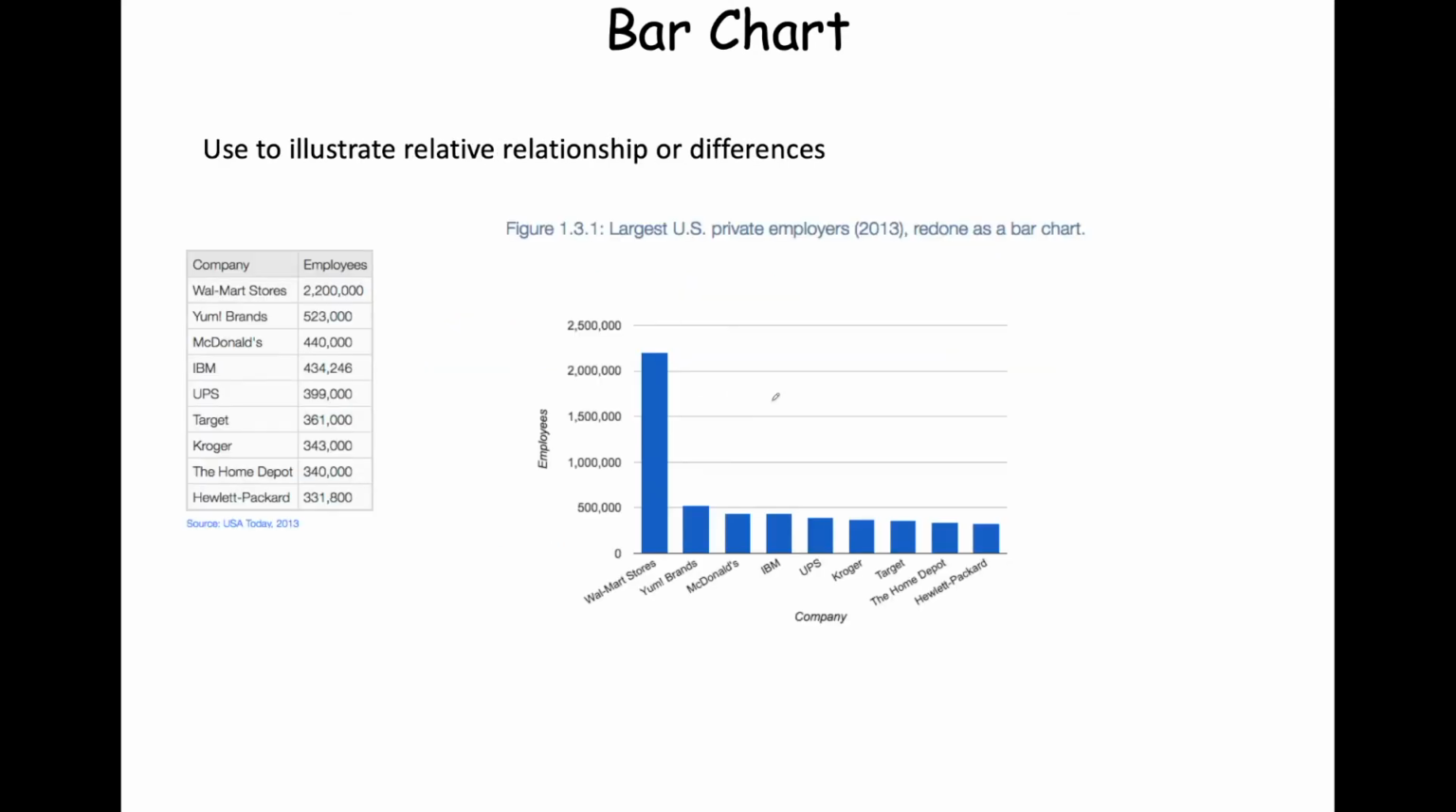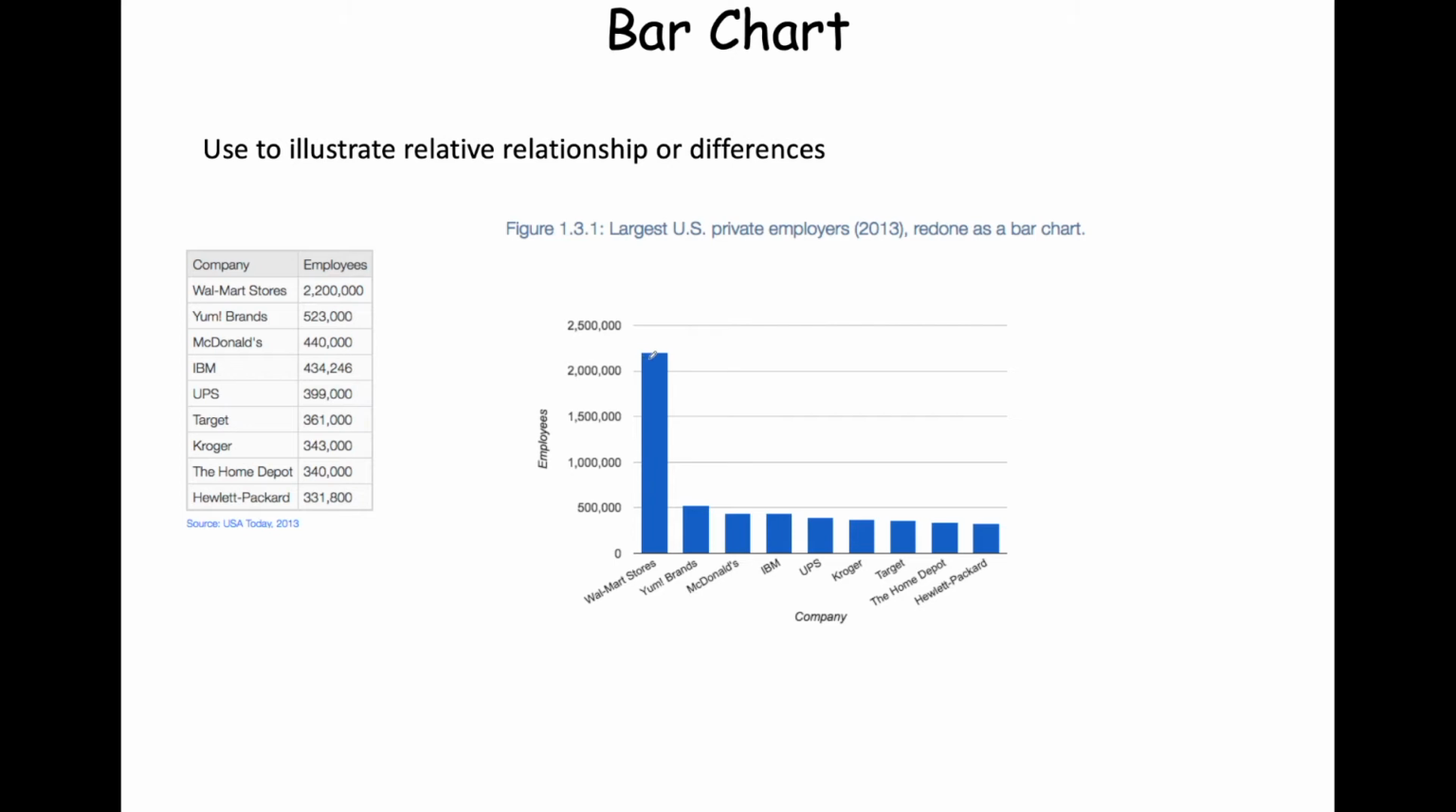Bar charts can also be used to illustrate relative relationships or differences. In this one, if we look at our data, we have companies, the names, and the number of employees they have. In the bar chart along the horizontal axis, we have our categorical variable company, and it takes on values corresponding to each one of the companies, Walmart on through Hewlett-Packard. Along the vertical axis, we have the quantitative variable, their counts, the number of employees, and these are discrete. And the height of the bar is the number of employees for each one of those companies.